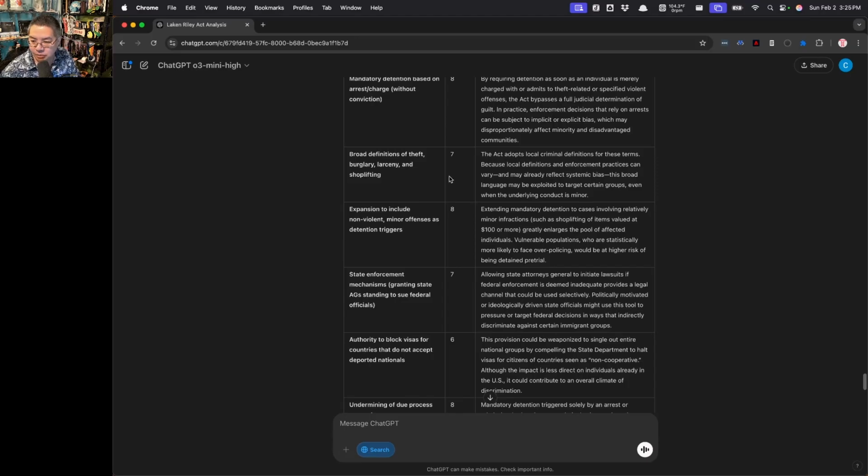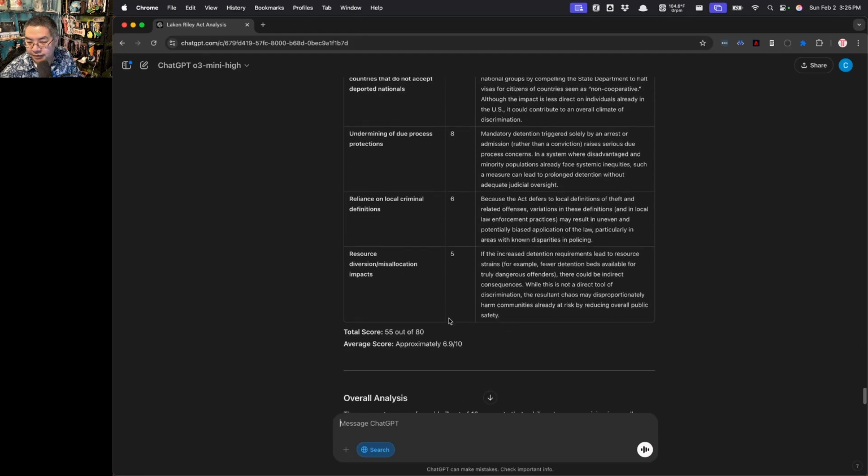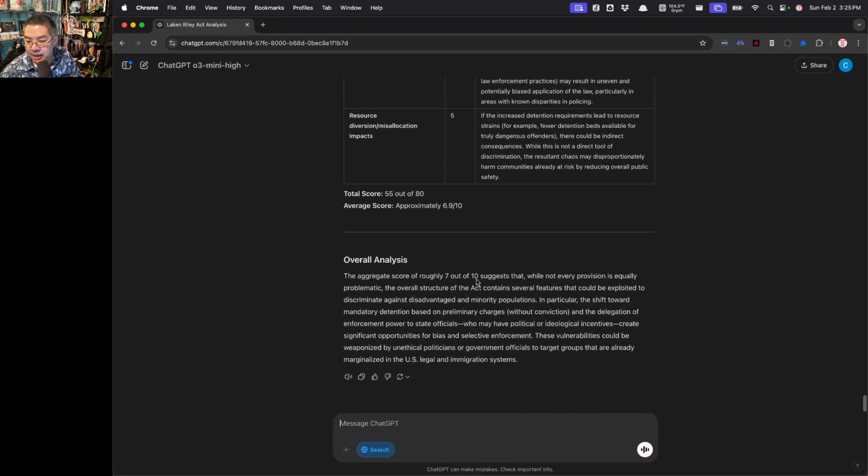The Act adopts local criminal definitions for these terms because local definitions can vary and may already reflect systemic bias, as broad language may be exploited to target certain groups. Overall, when you look at this, it's 7 out of 10. While not every provision is equally problematic, the overall structure contains several features that could be exploited to discriminate against disadvantaged and minority populations.